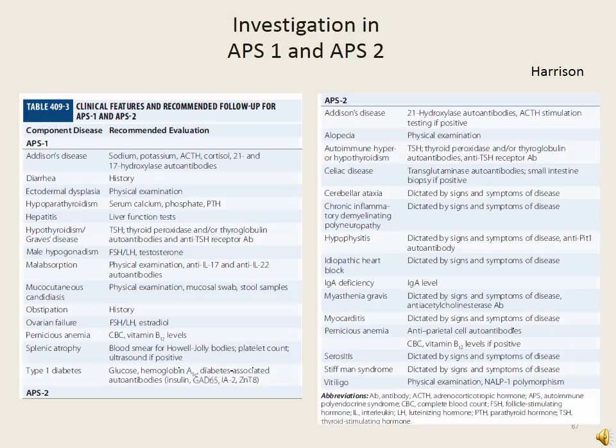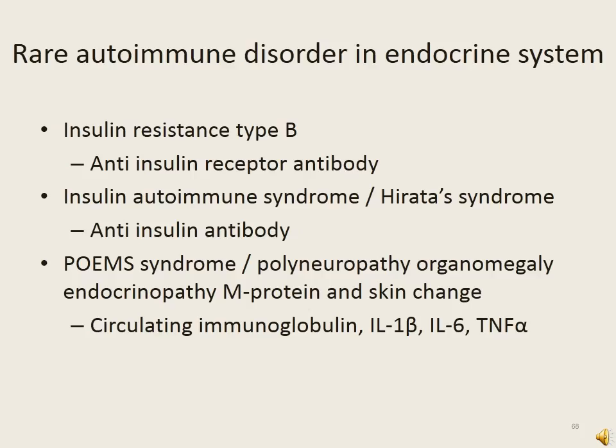This slide shows the tables of investigation for APS1 or APS2, an example of a rare autoimmune disorder in the endocrine system. In this slide, I show you at least 3 of the pathologies. The first is insulin resistance type B, in which there is the presence of anti-insulin receptor antibody.